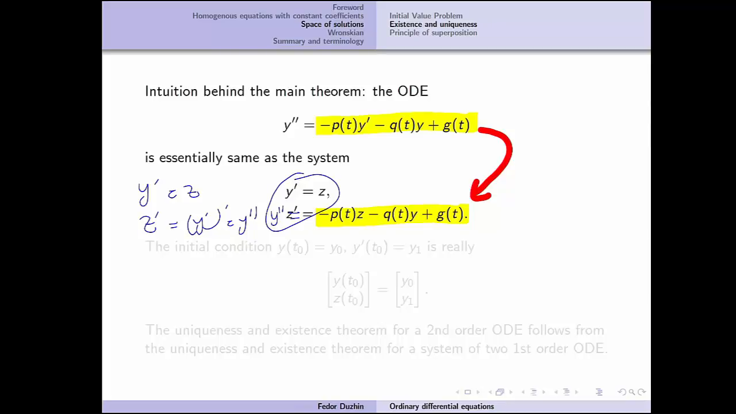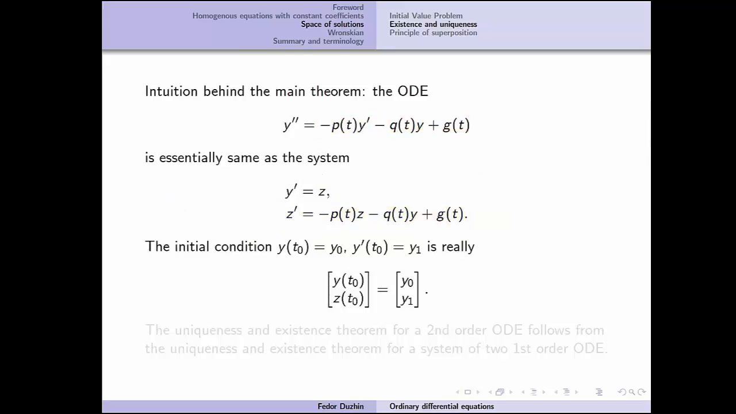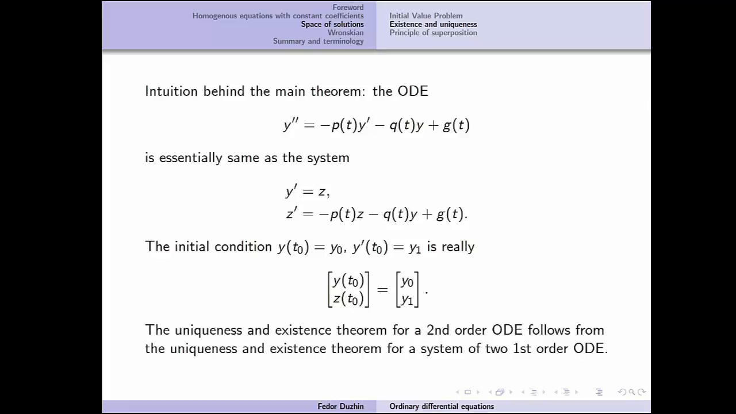If some two functions y and z satisfy the system, then if you just delete z and just look at y, then y satisfies the original single differential equation. But then, of course, the initial condition for the second-order differential equation translates into an initial condition for the system. And now notice that the existence and uniqueness theorem for a second-order differential equation follows from the existence and uniqueness theorem for a system of two first-order differential equations.